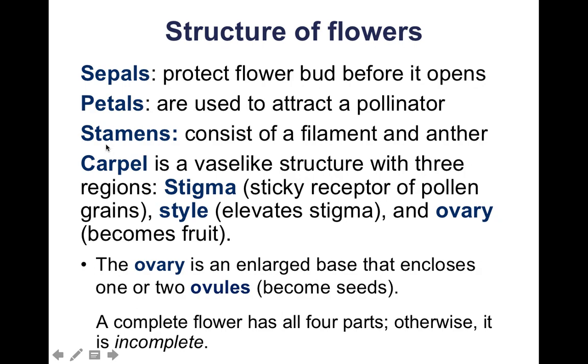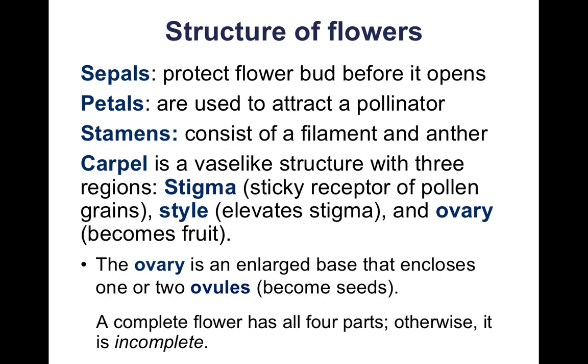In the next swirl out are going to be the stamens. This is going to consist of a long, thin structure called a filament and an anther. The anther is where the male gametophyte will be produced. And then on the inside of the flower, the innermost structure is going to be the carpel, which is a vase-like structure. It's going to have 3 distinct regions.